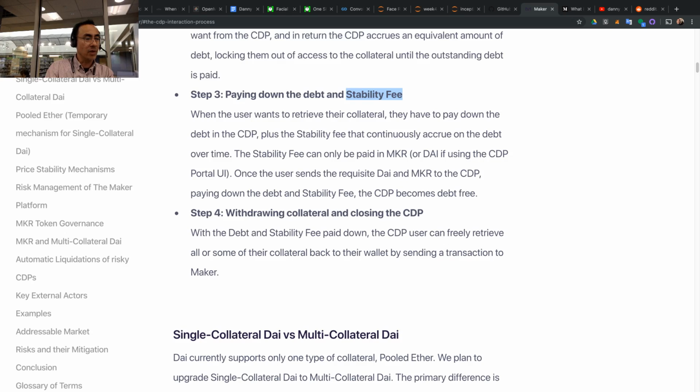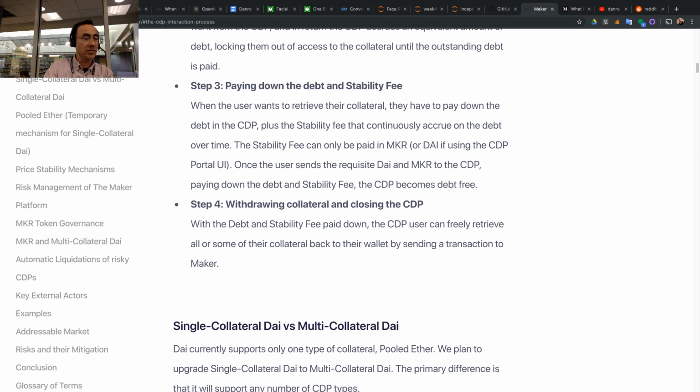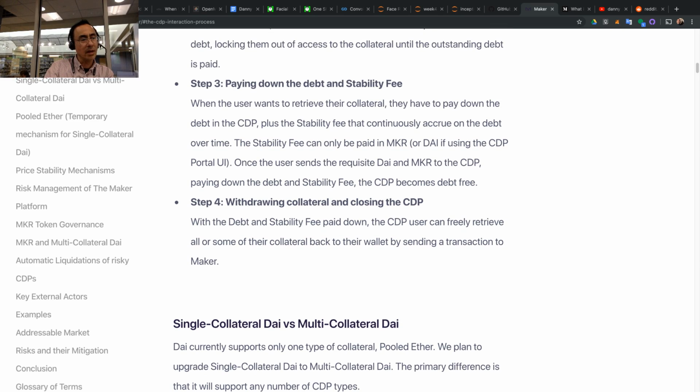So when the user wants to retrieve their collateral, the ETH, they have to pay down the debt in the CDP, plus the stability fee that continuously accrues on the debt over time. So the stability fee, I think it's a percentage of how long your debt is inside the smart contract. That makes sense, because the longer you are in a smart contract, it's more equivalent to an interest rate, right? Could be.